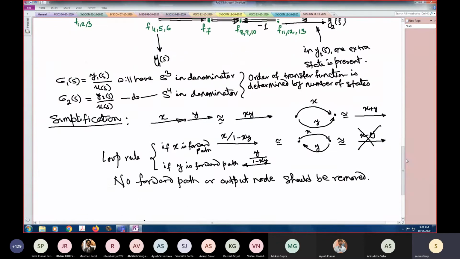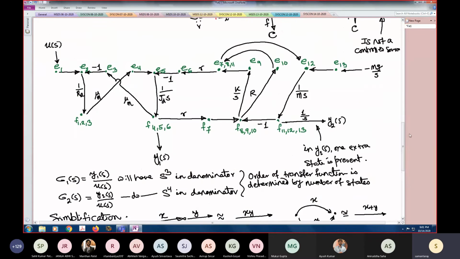In the next step, what else do we have? This E13, MGS, all those are useless. Those are not required, so I can remove them. Those are constants. After removing this constant part, I have a connection from E7, 8, 11 through E12, then E7, 8, 11 to F11, 12, 13 with again 1 by MS.